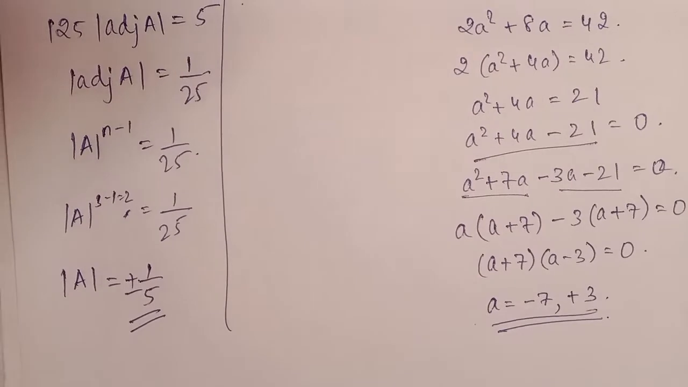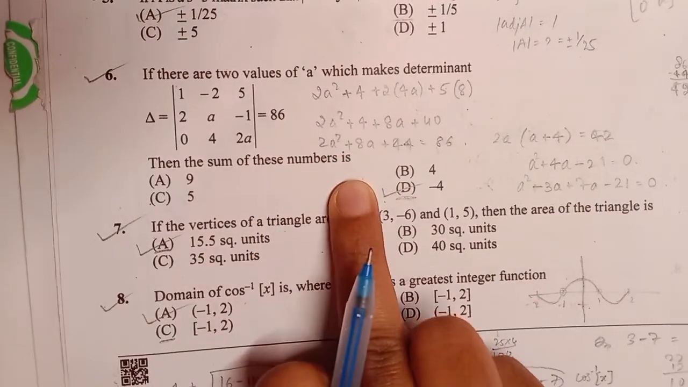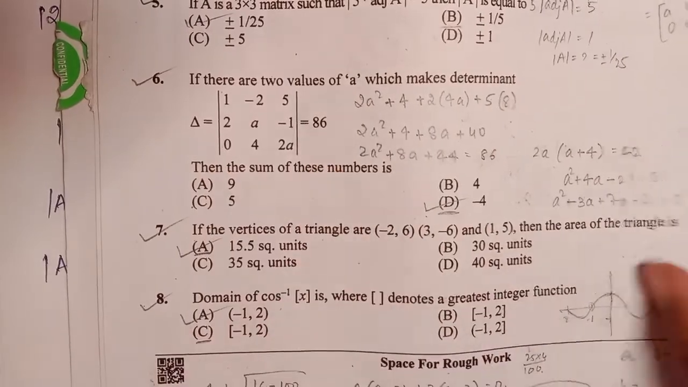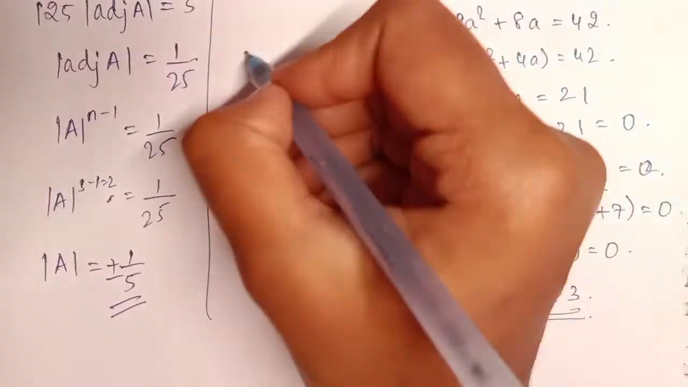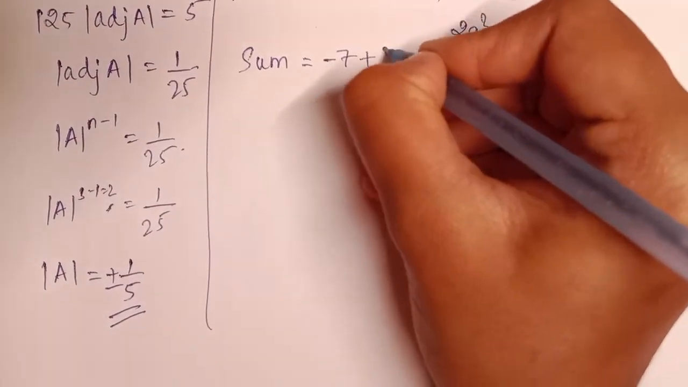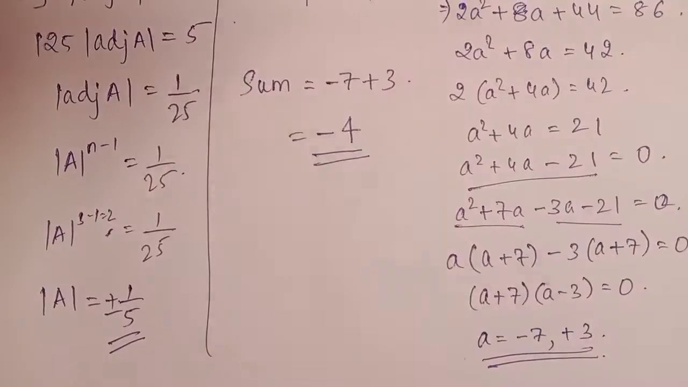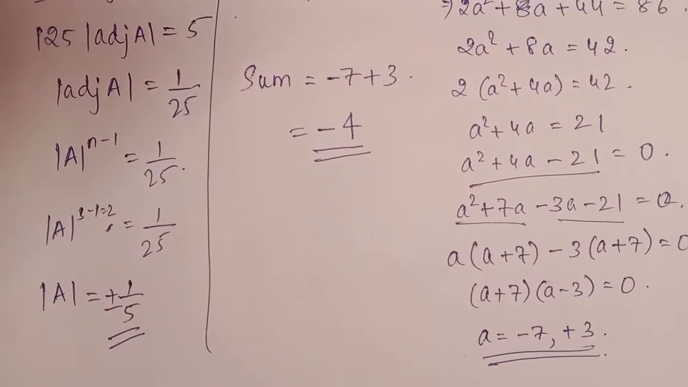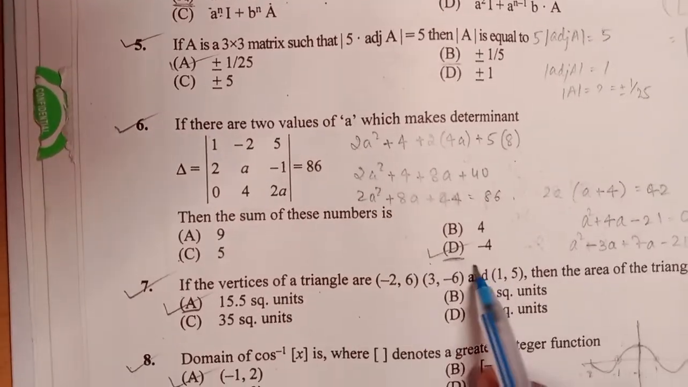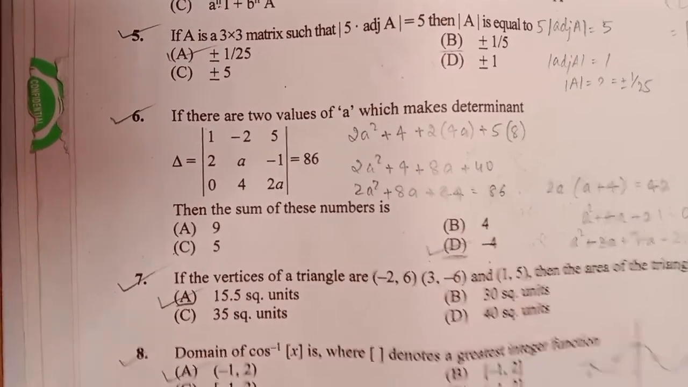And what do we have to find? We have to find the sum of these numbers, the sum of A. So sum is equal to minus 7 plus 3, which is equal to minus 4. Minus 4, which is option D. Okay. Moving on to the next question.